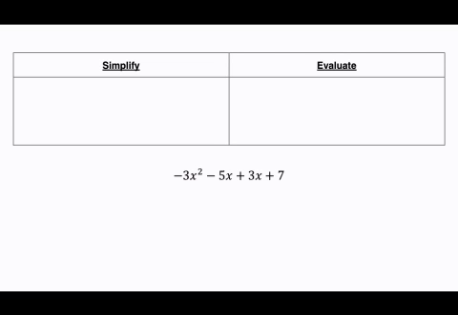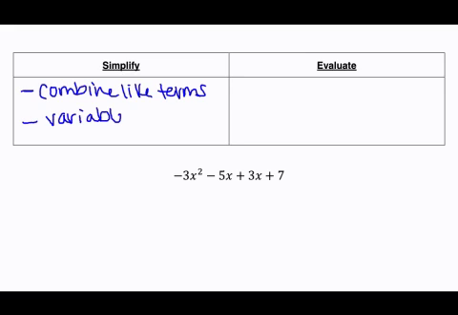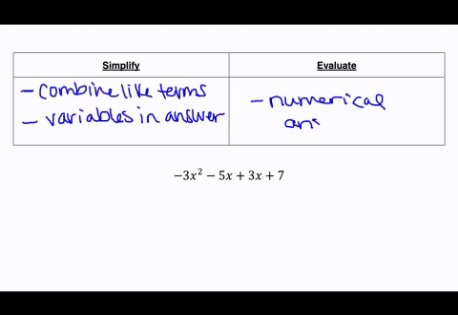Next, we're going to look at the difference between simplifying and evaluating. This is something that a lot of people get confused. When simplifying, we are combining like terms. Also, when you are simplifying, there will be variables in your answer. On the other hand, when we evaluate, we get a numerical answer. So a number answer. Our answer could be 5 or -7.